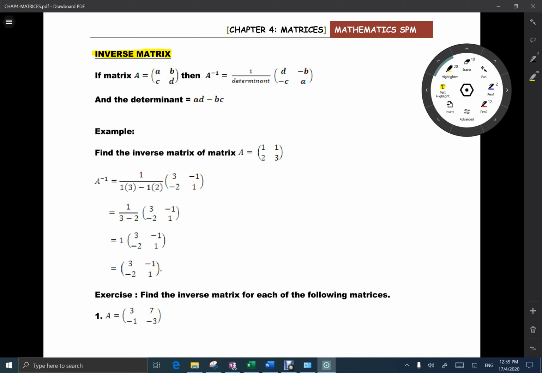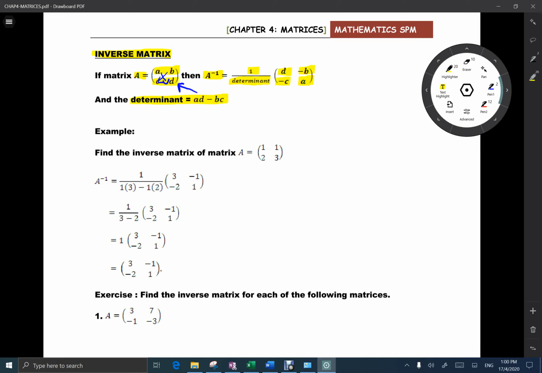If matrix A, B, C, D, then A inverse is 1 over determinant, D, negative B, negative C, and A. So, what is a determinant? Determinant is AD minus BC. Okay, daripada mana nak dapatkan the AD minus BC? It's from your matrix A. AD means that A times D minus B times C.